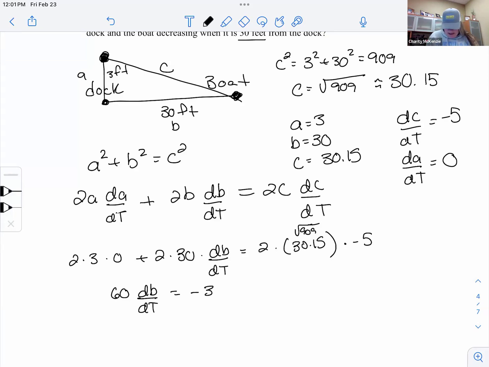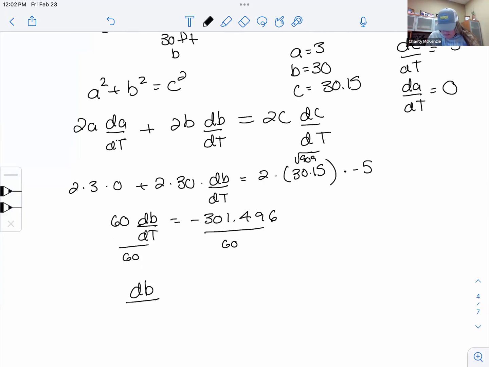I got -301.496-ish. Now I need to divide that by 60. I like to just keep the answer in, divide, so that you're keeping the exact or the most rounded you can. So then divide by your 60 on both sides. And so I kept that number the best I can. And the rate at which the boat is moving in is -5.02. So that is decreasing 5 point whatever. It's decreasing 5.02 feet per 1 second. Okay.